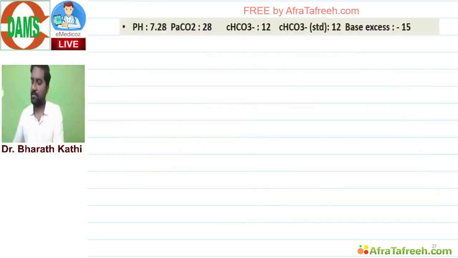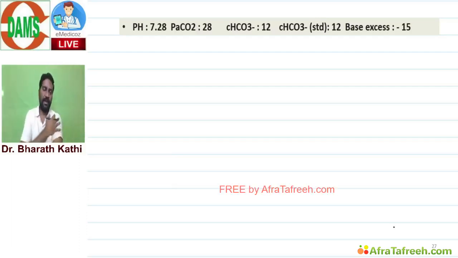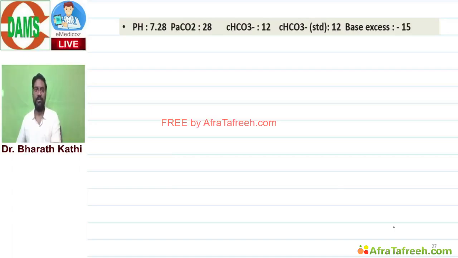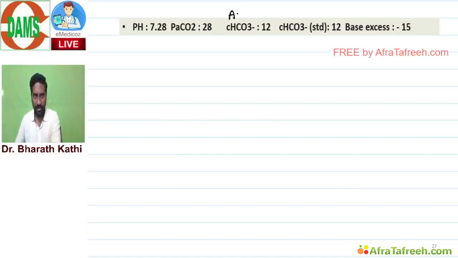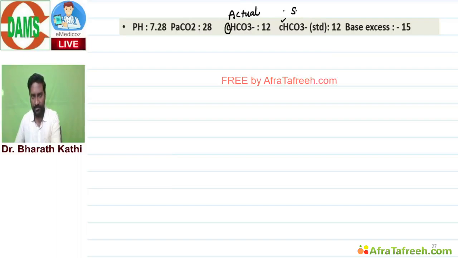Now let us see some clinical examples of how to assess the acid base abnormality with the help of base excess and the difference between standard bicarbonate and actual bicarbonate. Now this is without any symbol. This is C, meaning calculated bicarbonate. This is actual. This is also calculated, but after removing the influence of CO2, this is standard bicarbonate.